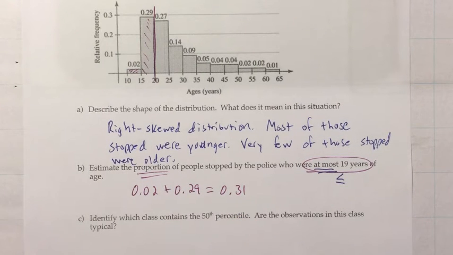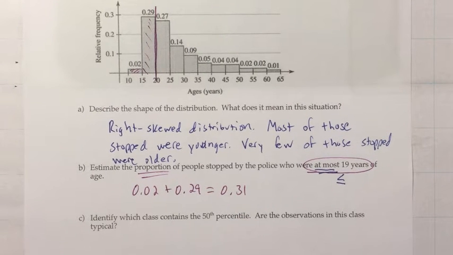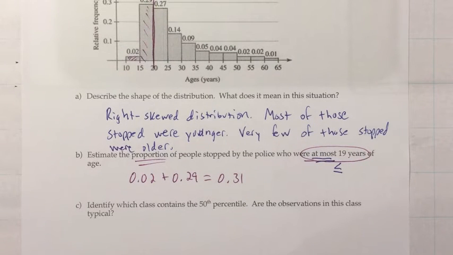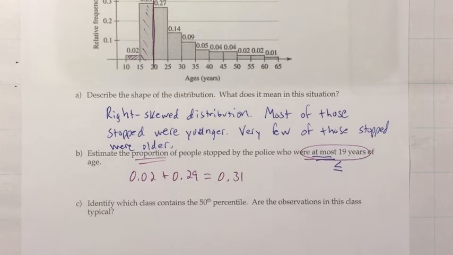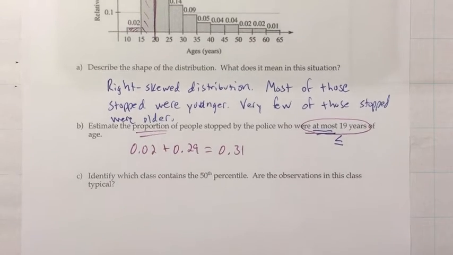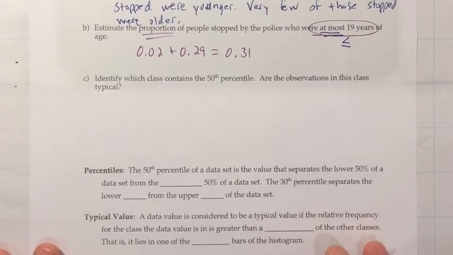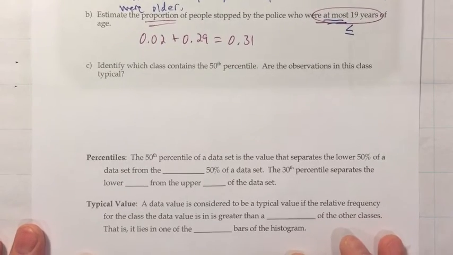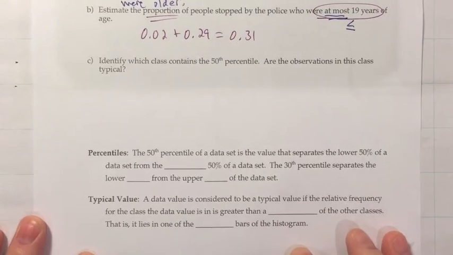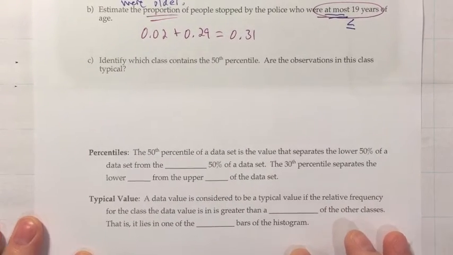We can think of that as 31%, but they said proportion, so I'll just leave it in a decimal form. All right, and then identify which class contains the 50th percentile, and are the observations in this class typical? So let's go ahead and first define the percentile and then think about what they mean by a typical value, and then we'll go back and answer that question that involves those terms.